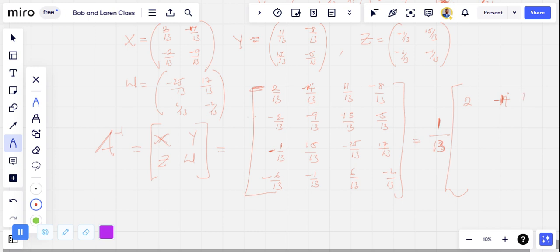This is 11. This is minus 8. Okay. And I'll have the next one as minus 2, minus 9, 15, minus 5. I have 1 here. And I should have 15 here. I should have minus 25 here. I should have 17, minus 6, minus 1, 6, and minus 2. So this is our final answer for the A inverse. So these are A inverse.